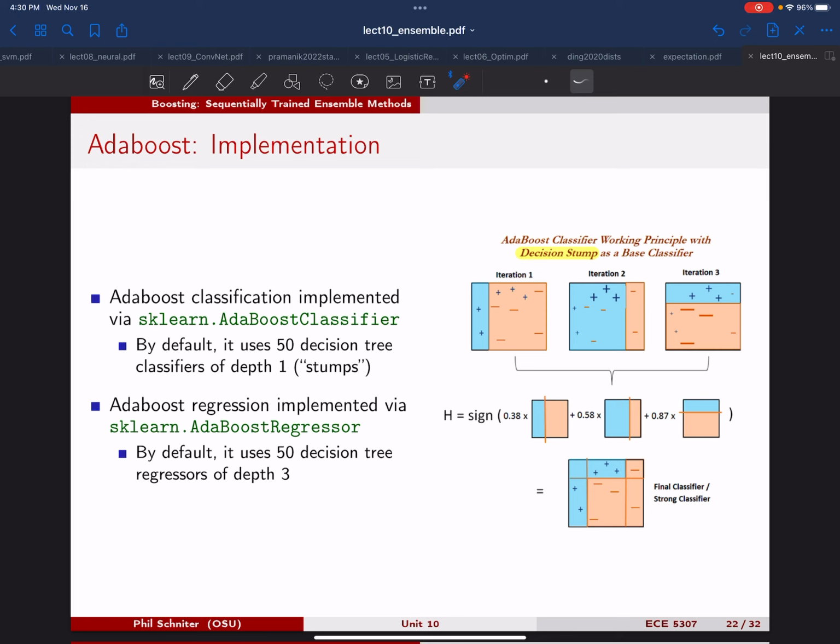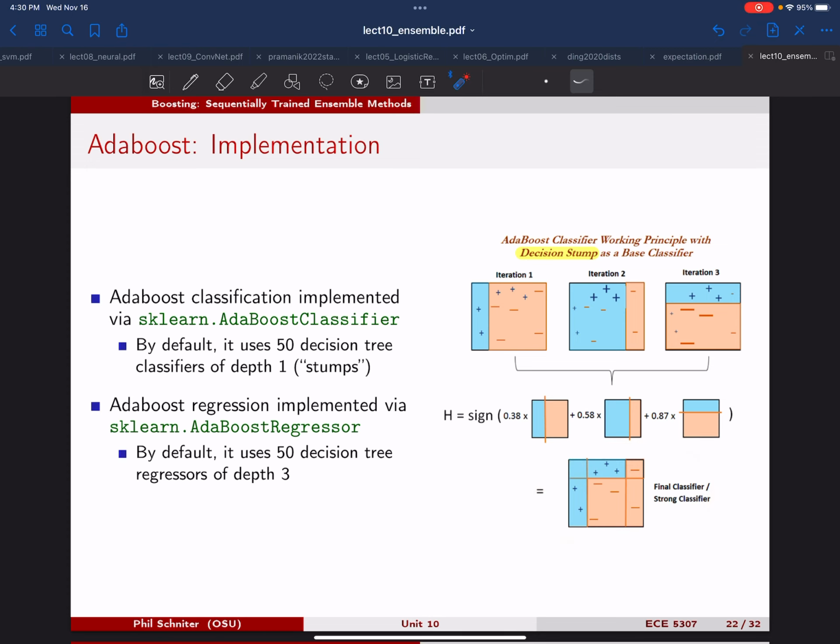Okay, so in sklearn, you have this AdaBoost classifier. By default, it uses 50 decision tree classifiers with depth 1. These are these stumps. And there's also an sklearn AdaBoost regressor, which uses 50 decision tree regressors of depth 3 by default. But of course, you can change those if you like. Or you can use more decision trees or less. Okay, so this is sort of just an introduction to how we can do sequential learning of these classifiers and put them together to get a much better classifier.